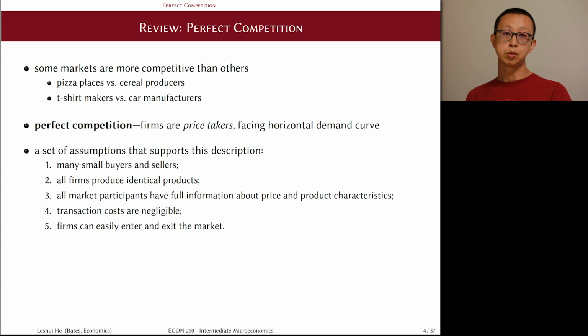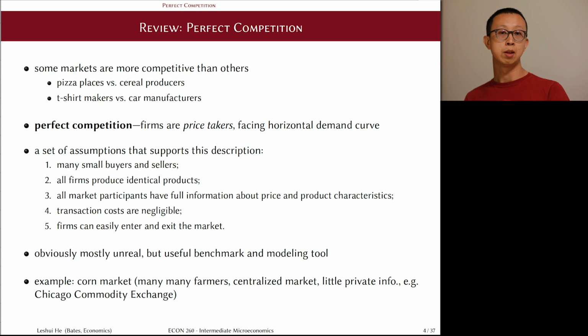Fifth, we assume that firms can easily enter or exit the market in the long run. There is no entry barrier, such as a lengthy process of obtaining a license or a policy restriction that prohibits foreign or out-of-state companies from operating in a particular industry.